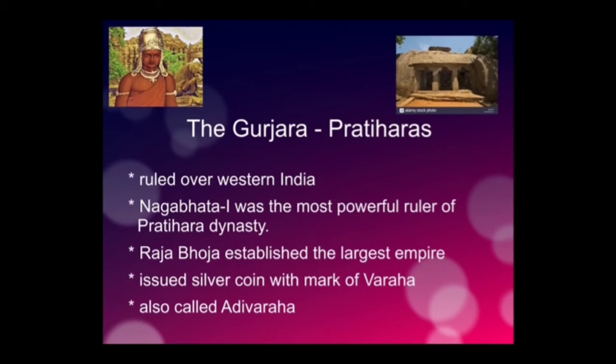and he also issued silver coins with the mark of Varaha, an incarnation of Lord Vishnu. That's why he was also called Adi Varaha. Raja Bhoja was succeeded by his son Mahendrapala, and there was a foreign traveler, Al Masudi, who testified to the power and prestige of the Pratihara rulers, who also patronized learning and literature.